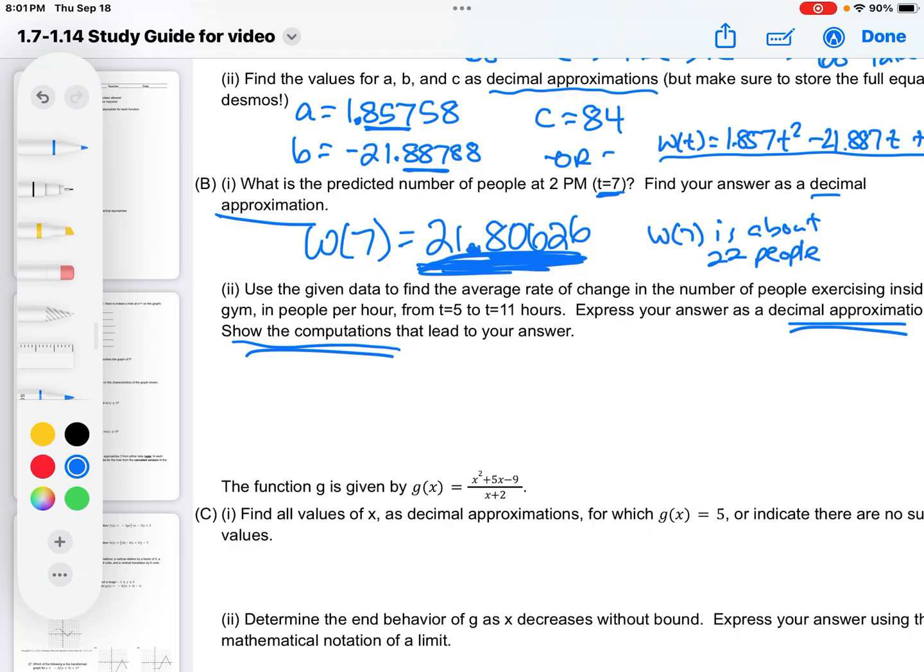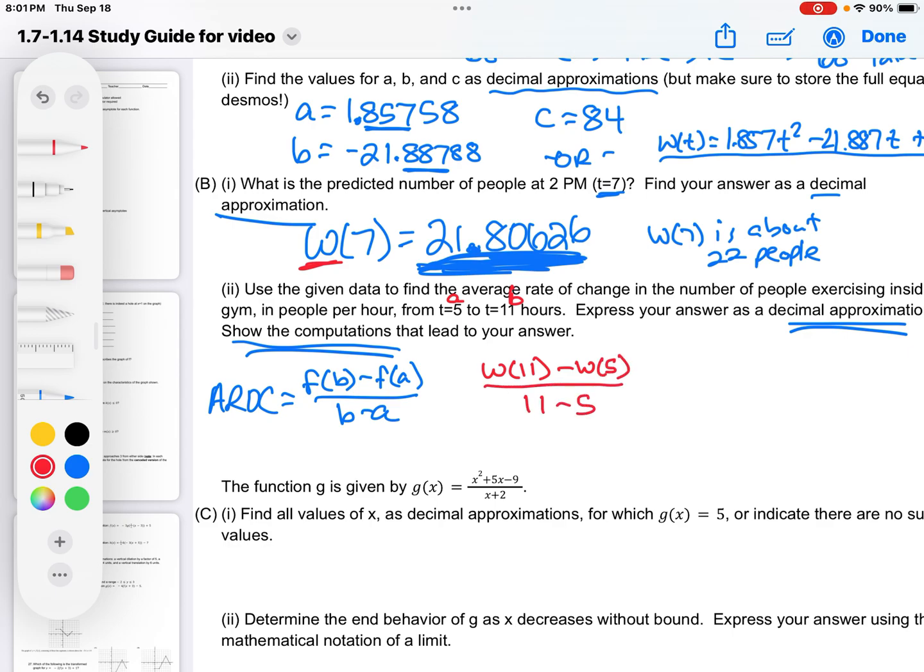All right, so if you remember, the average rate of change formula goes f of b minus f of a over b minus a. In our problem, t equals 5 is our a, and t equals 11 is our b. So what I would do is figure out w of 11, I'm using w because my function name was w, minus w of 5 over 11 minus 5.